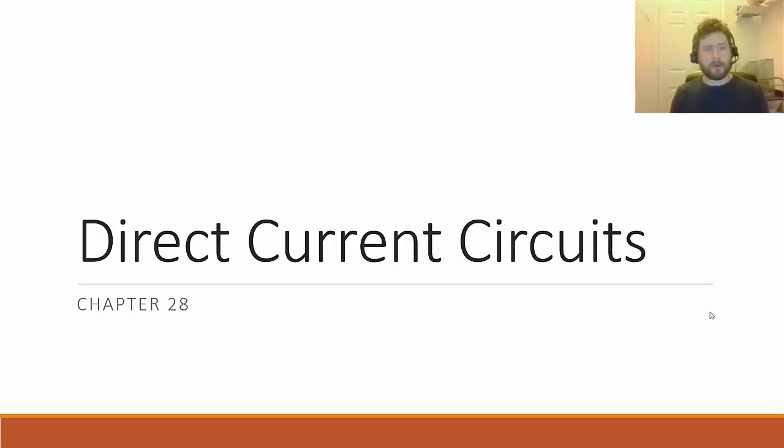Chapter 28 is about direct current circuits, which is to say, at this point, it's about how circuits work. Until we talk about alternating current, direct current is the way in which we'll describe current. Current flows in one direction, as you know.